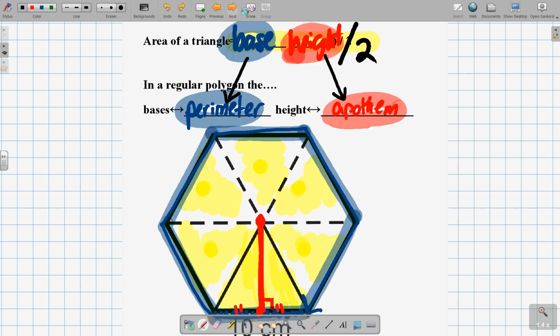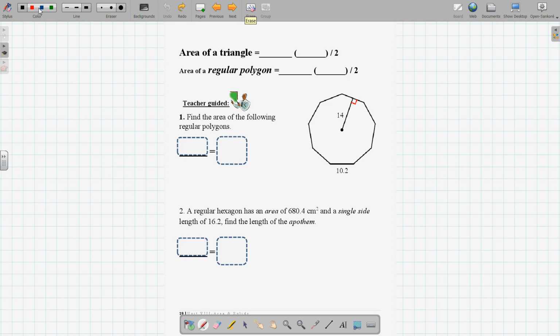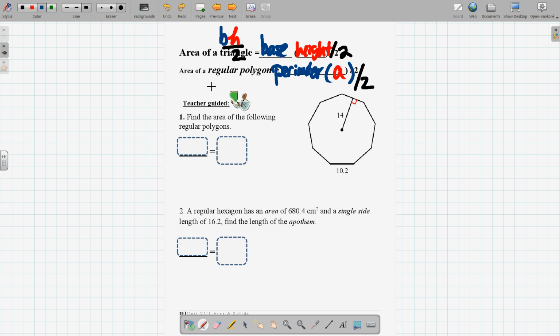So your final equation is this. The area of a triangle is base times height over 2. For a regular polygon, it's going to be perimeter times apothem, I'll just use A, over 2. Perimeter times apothem over 2. So a triangle is going to be B times H over 2. A regular polygon is going to be perimeter times apothem over 2.